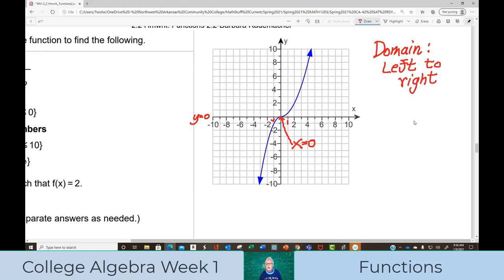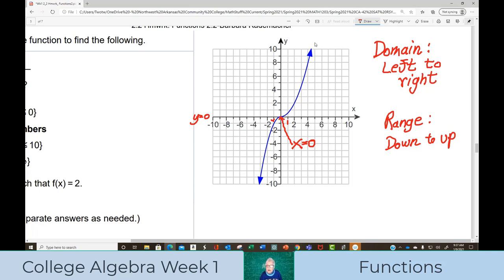It's not the up or down. Range is the up or down. Actually, it goes down to up. Lowest to highest, but I'm not trying to be official right now. Down to up. Okay.